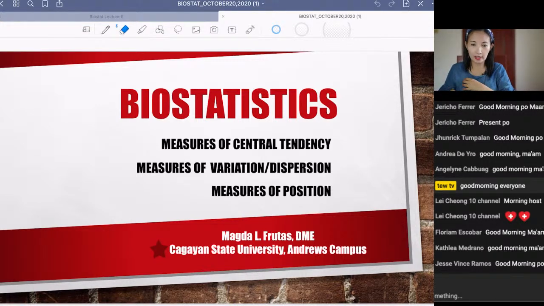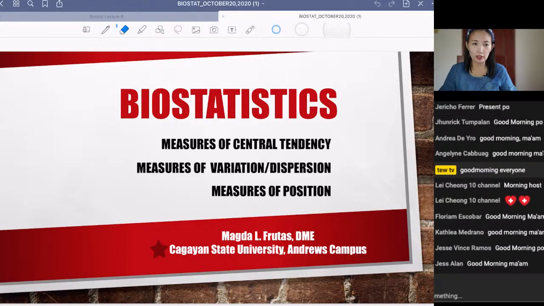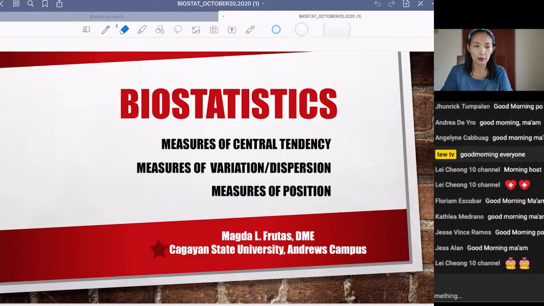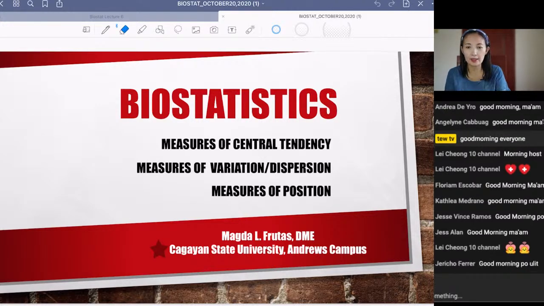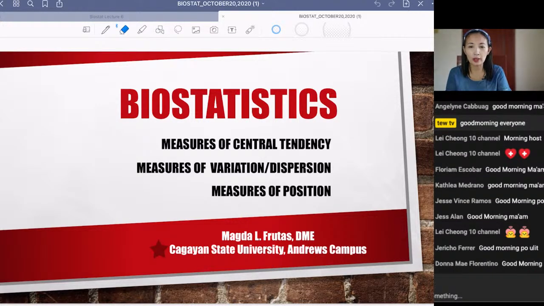So first in the list, if you remember, prior to your examinations, we had a discussion about constructing a frequency distribution table, yes? So this morning, we will do it through Excel. So those who have laptops with them, get it ready.